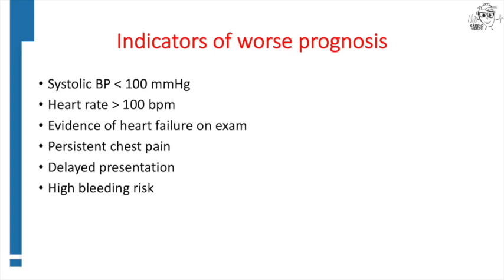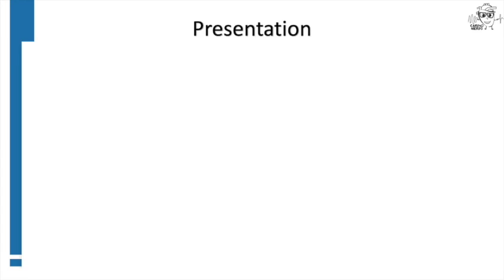So what are some of the indicators of worse prognosis on history and exam in patients with acute coronary syndrome? Hemodynamic instability, such as hypotension or tachycardia, are often early signs of cardiogenic shock. Any evidence of heart failure on exam is always worrisome. Persistent chest pain, delayed presentation, or patients who are at high risk of bleeding all have worse outcomes. After your focused history and physical exam, immediately focus your attention on the 12-lead EKG.